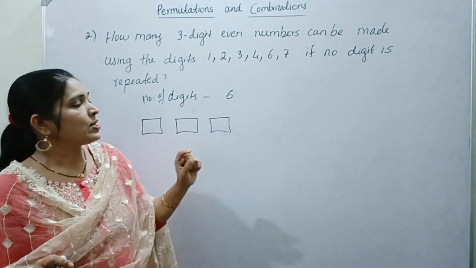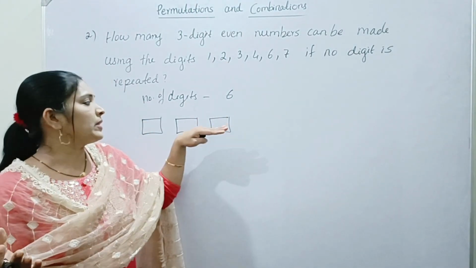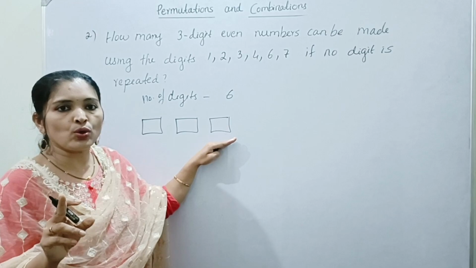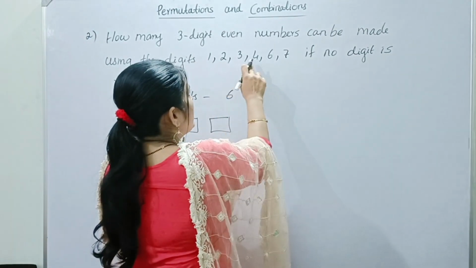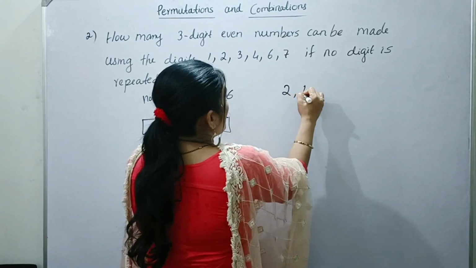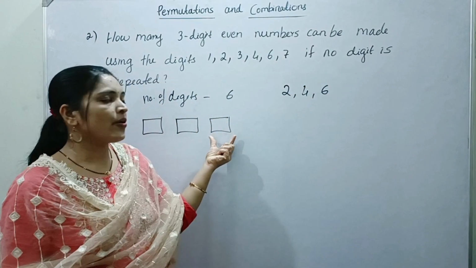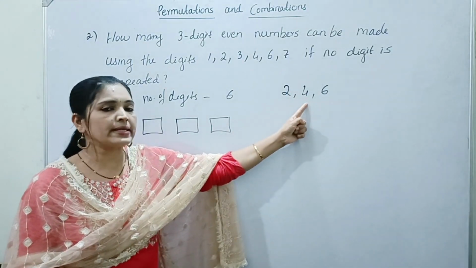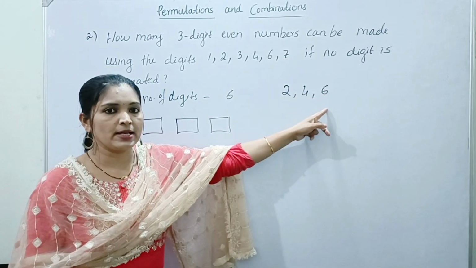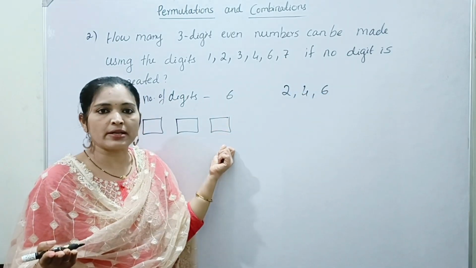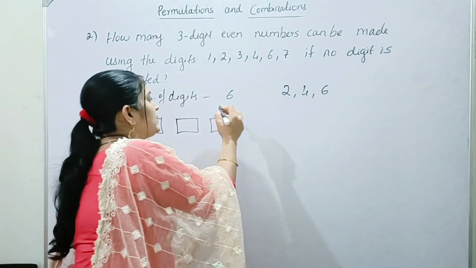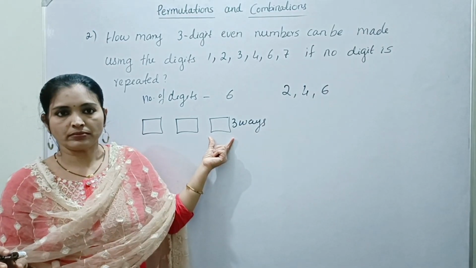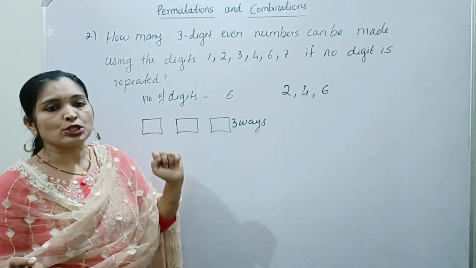Okay, these 6 digits. So for even numbers, the unit place is filled with either 2, 4, or 6. So in how many ways can we fill this unit place? In 3 ways, right? In 3 ways we can fill this unit place. And repetition is not allowed.